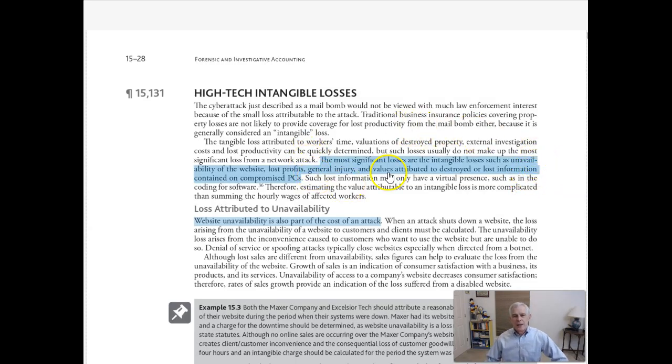Now, intangible losses. The most significant losses are the intangible losses usually, such as unavailability of the website, lost profits. So, again, we're looking at intangible losses now compared to tangible. And sometimes, depending on the definition within a state, the loss could be intangible in one state. The other state might call it tangible. Anyway, you need to compute the loss. Now, website unavailability. This is going to hurt an online retailer. If they're shut down for hours at a time, they're losing money, they're losing current customers, they're losing future customers, they're losing a lot of sales here.